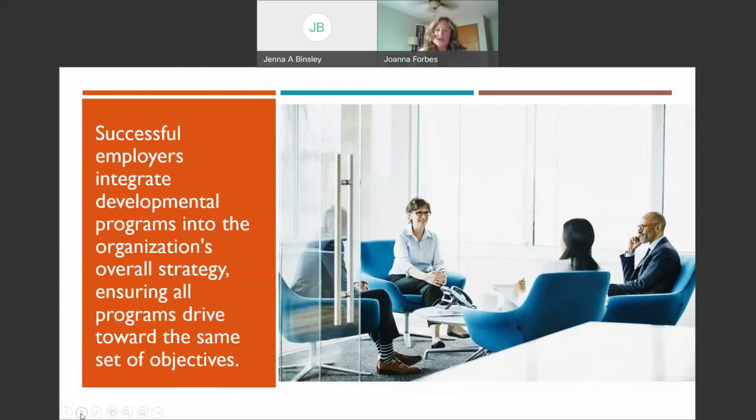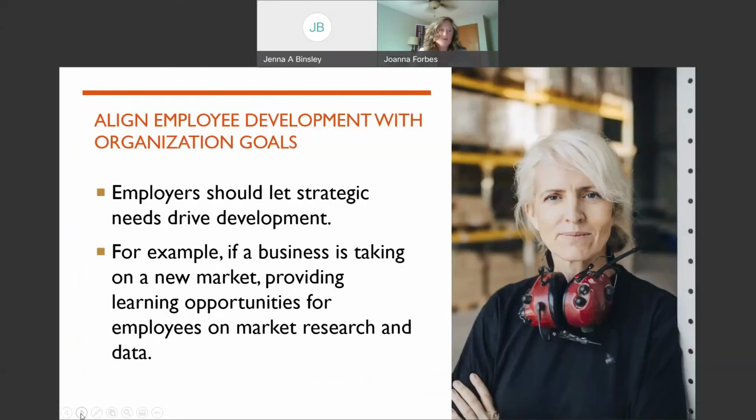So it's very important to make sure that we understand what our organization's overall goals are and that we align those training and development opportunities to reach those goals. So, for example, if your business is taking on a new market or a new product, providing learning opportunities for the employees on that market research or on that data is definitely something that you would want to do. And it's letting that strategic goal drive that development.